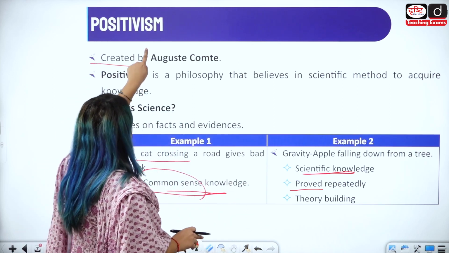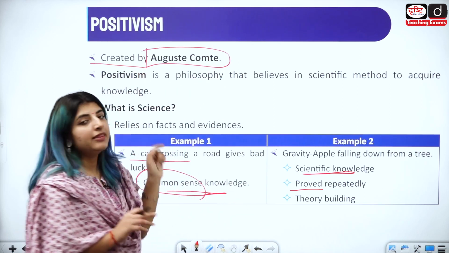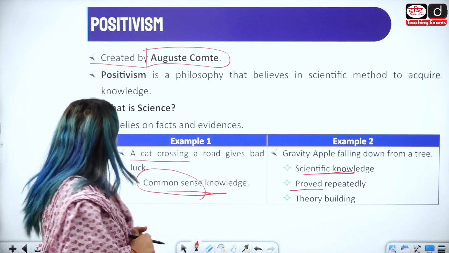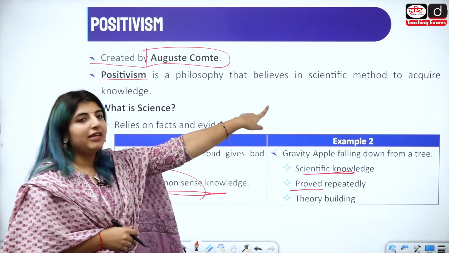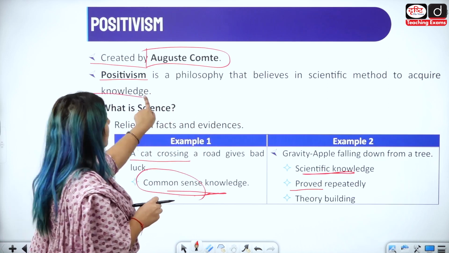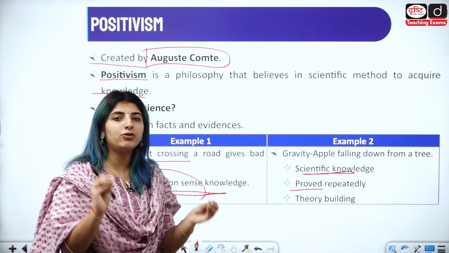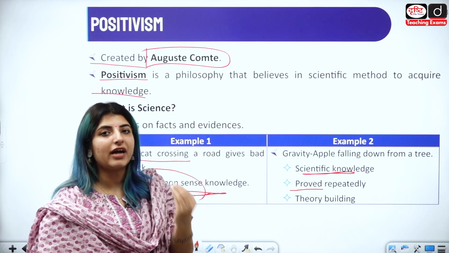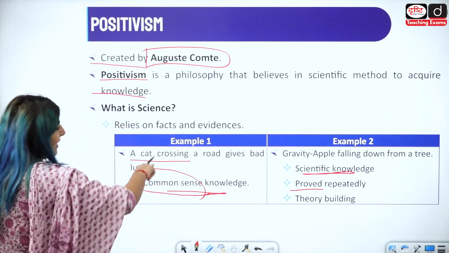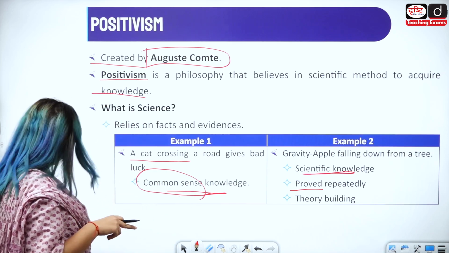So this particular paradigm, the main believer was Auguste Comte. It is a philosophy that believes in the scientific method to acquire knowledge. Whatever comes through science comes as facts. Whatever you are going to get through science is through factual information, right? That I have tried to provide you with an example.